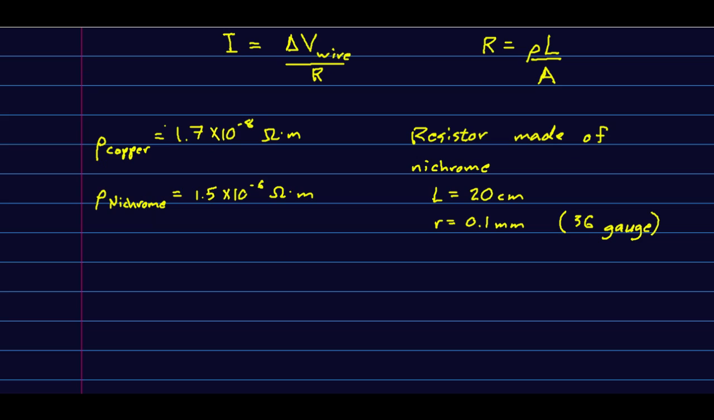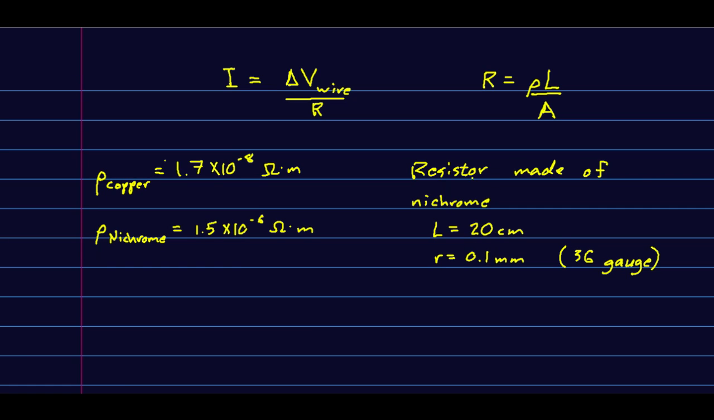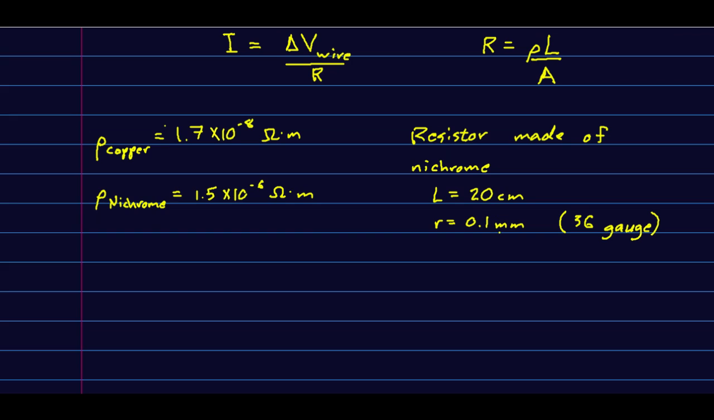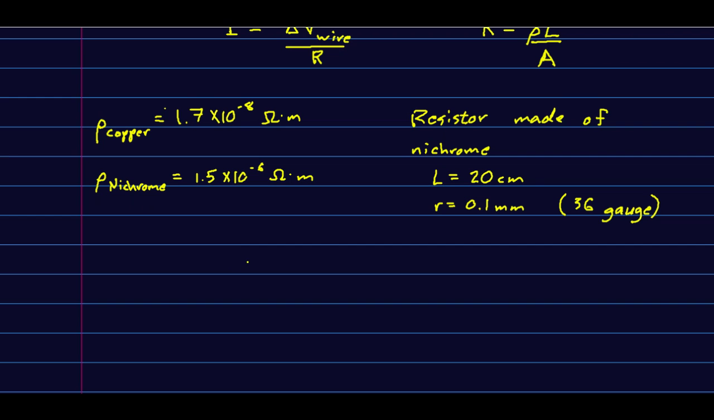One way resistors are made is that you take a long thin wire and you coil it up into a tight coil so that it's nice and small, and you wrap it in plastic or something to protect it. So here we have a 20 centimeter length of nichrome. The radius is 0.1 millimeters. That's a fine, about 36 gauge wire. And you make a resistor out of this.